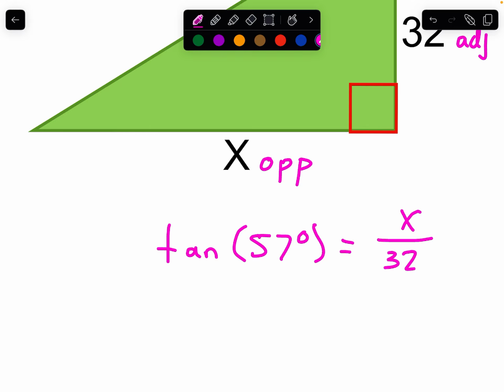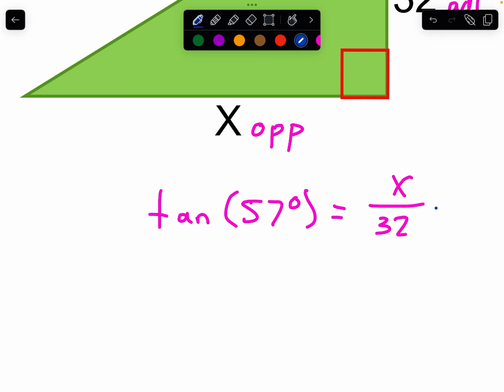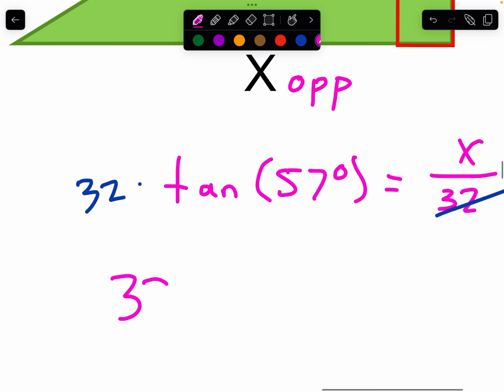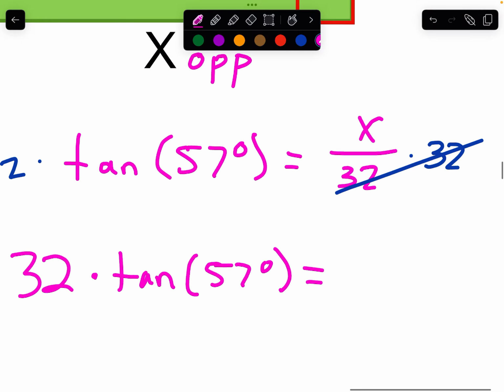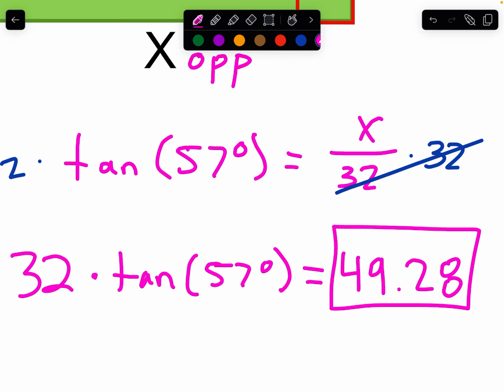This time, x is not stuck in the denominator, so we can approach this a little bit differently. Currently, x is being divided by 32, so to get x by itself, let's do the inverse operation. Let's multiply by 32 on both sides. So the expression I'll need to type into my calculator is 32 times tangent of 57 degrees. When we do that and round to 2 decimal places, I'm seeing 49.28.